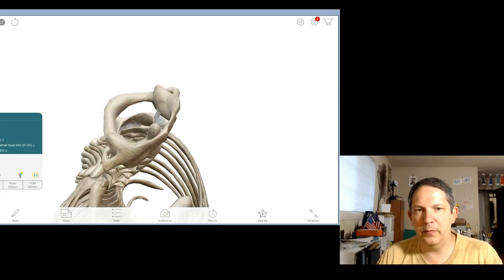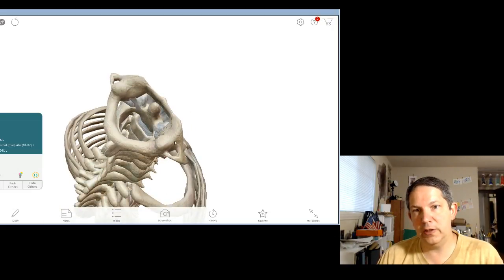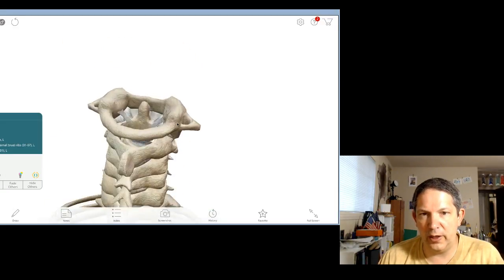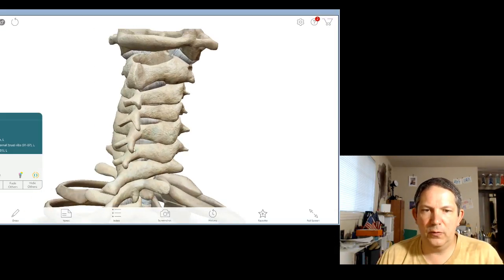So that's the function of the transverse process. If you see a vertebra that has a hole in the transverse process, you can say, oh, that's a cervical vertebra, because only cervical vertebrae have that. Okay, so we talked about C1, C2, C3, 4, 5, 6, 7.